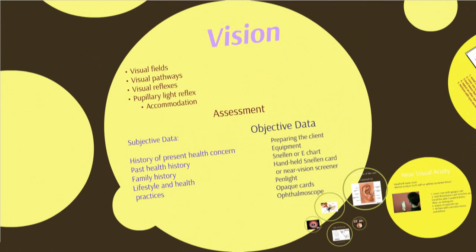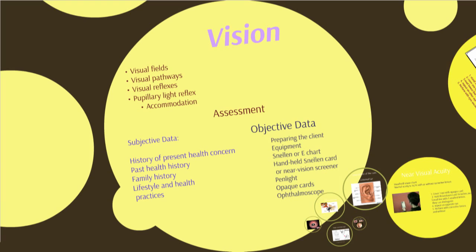Okay, the vision. When we're assessing the vision, these are the things we're going to pay attention to in assessments. The subjective data here that we're looking at, we're going to look at what their present health concern is, what their past health history is, family history is, anything of that sort, lifestyle or health practices. And then the objective data.